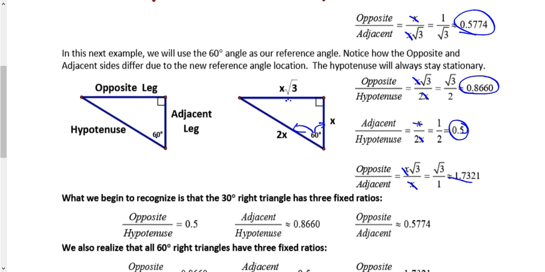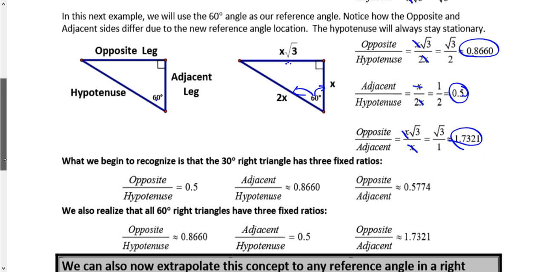They cancel, okay? And no matter how large or small these 30, 60, 90 triangles are, those ratios, when you put them in your calculator, will be the same, okay? These are called trigonometric ratios. And we're going to give these three ratios, opposite over hypotenuse, adjacent over hypotenuse, and opposite over adjacent, a name, okay?